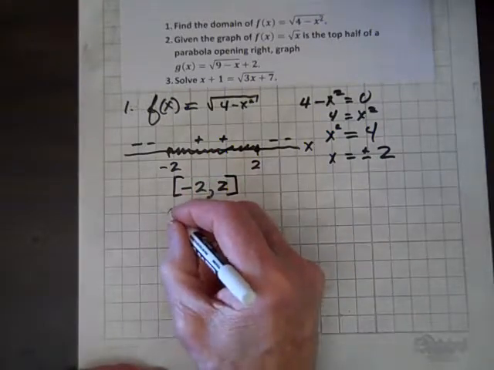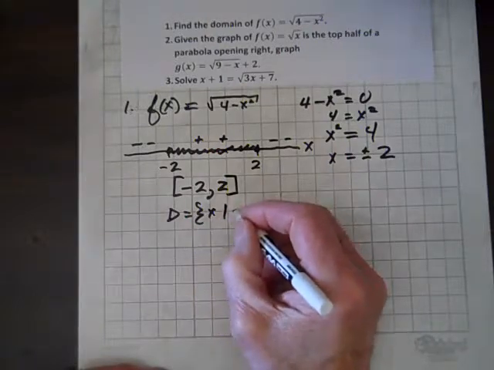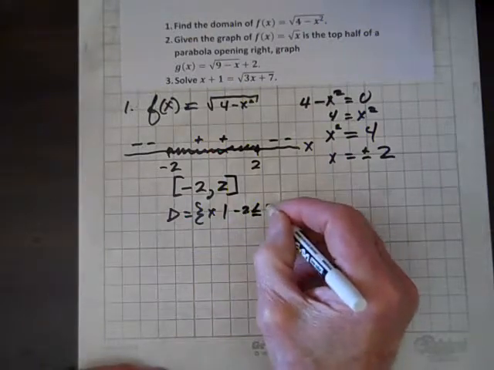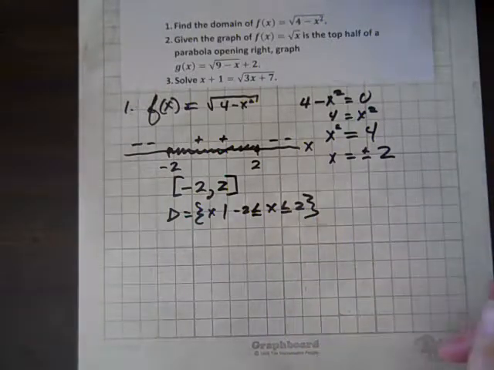Or another way to write it is domain equals the set of x such that -2 is less than or equal to x, which is less than or equal to 2. Now let's go on to question 2.